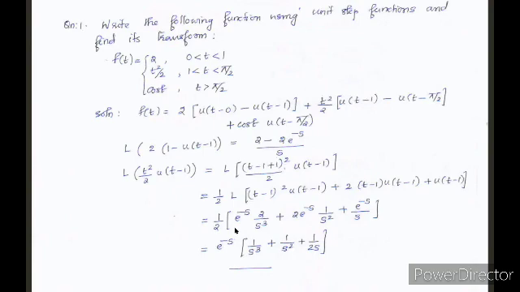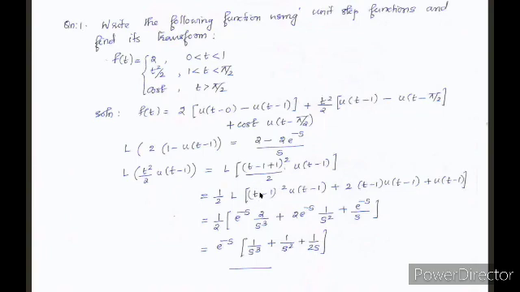Now again, using the second shifting theorem, Laplace transform of shifted function, which is 1 by 2 into Laplace transform of t minus 1 whole square into u of t minus 1. So a equal to 1. f of t minus a into u of t minus a equal to 1.